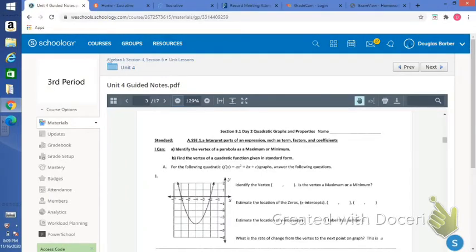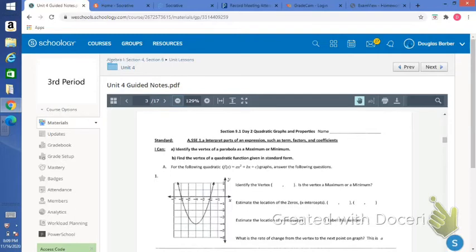Alright, section 9.1, day 2. We're going to continue talking about quadratic graphs and the properties. We're going to identify the vertex of a parabola as a maximum or minimum and find the vertex of a quadratic function given in standard form. So this is the same thing we did in day 1.